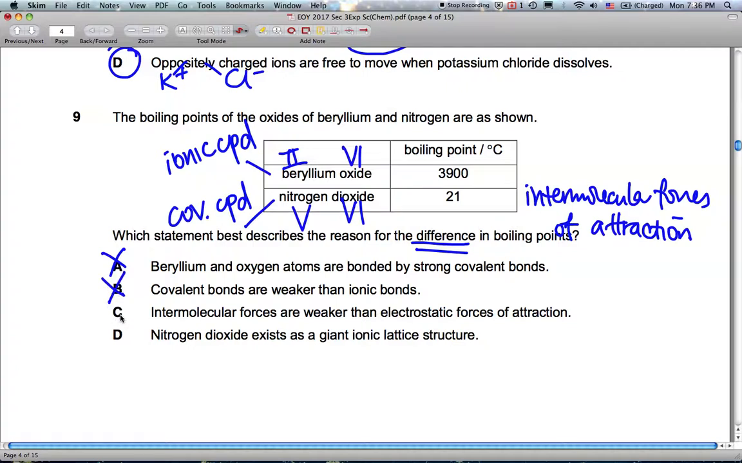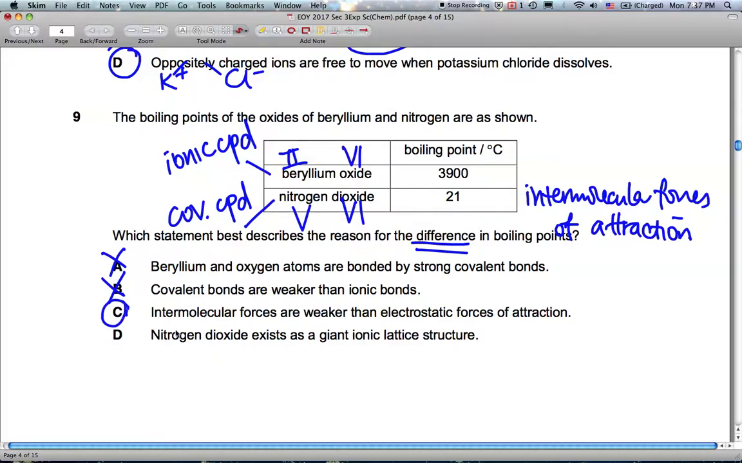C, intermolecular forces are weaker than electrostatic force of attraction. Like I mentioned, in the boiling point, we are overcoming the strong electrostatic force of attraction inside the beryllium oxide ionic compound itself. Whereas for the nitrogen dioxide, we are overcoming the weak forces between the molecules, not within the molecule. So it is true that intermolecular forces are weaker than the electrostatic forces of attraction. So option C is our answer.